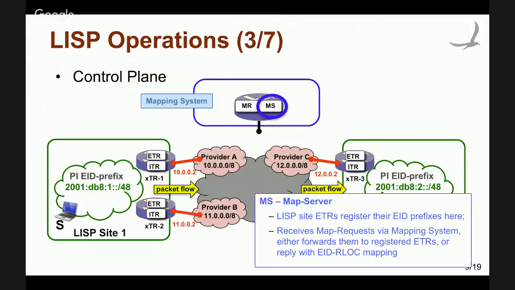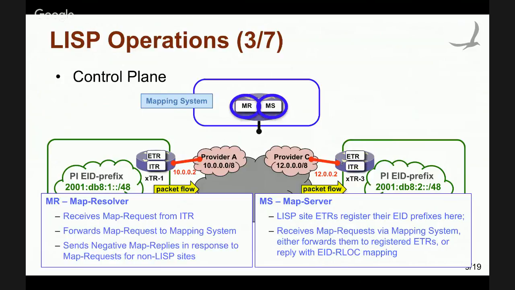One is a map server. The map server is in charge of receiving the register request from the ETR, or maybe it also receives the map request via the mapping system, and either forwards those mapping requests to the registered ETR, or replies with the mapping that is already registered in this mapping system. The other is the map resolver. The map resolver typically receives a map request from the ITR, and if it has already mapped the data, then it will immediately return. If it doesn't, then it will ask the corresponding ETR to find the right mappings, and that ETR will send the mapping information to the ITR.